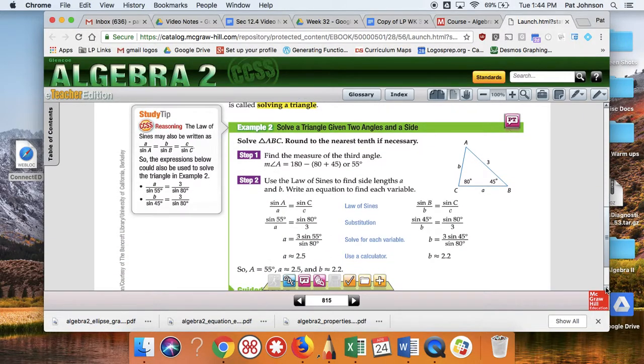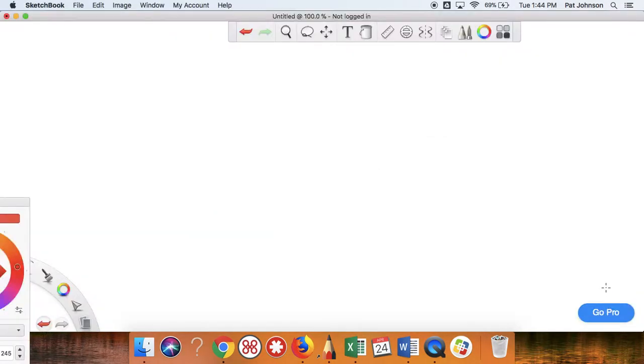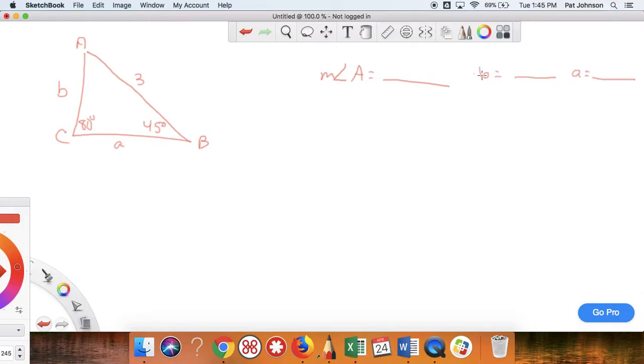So we want to solve triangle ABC. When you start this out, always start with your picture. I know mine's not perfect, we're going to pretend like it is. And we have 80 degrees, and we have B, and 3, and we have little a, and 45 degrees. So they gave us 2 angles. We're missing the measure of angle A, we're missing little b, and we're missing little a. So first of all, identify what you're missing.